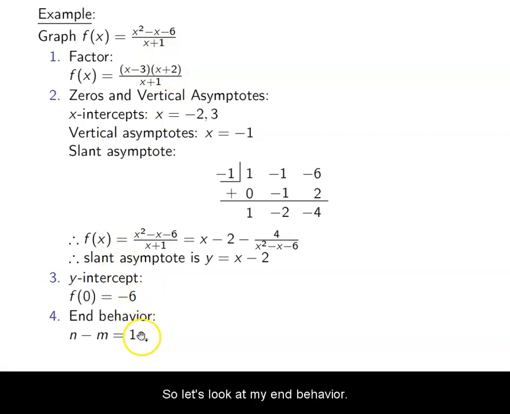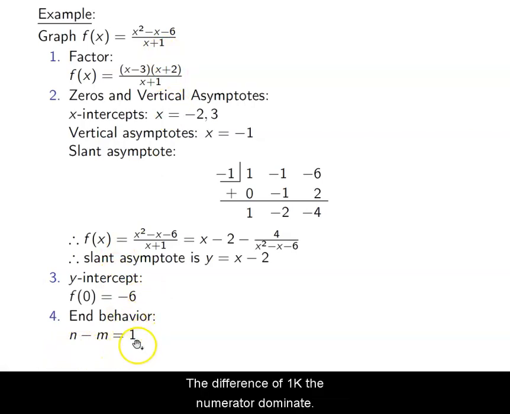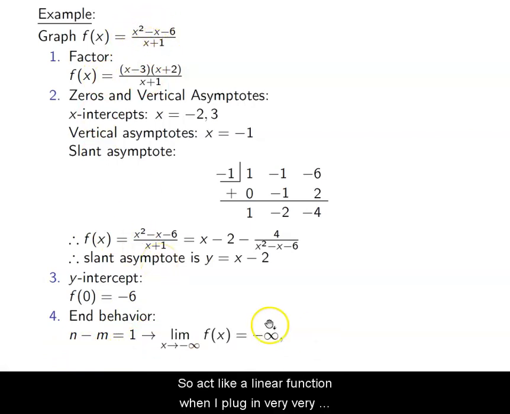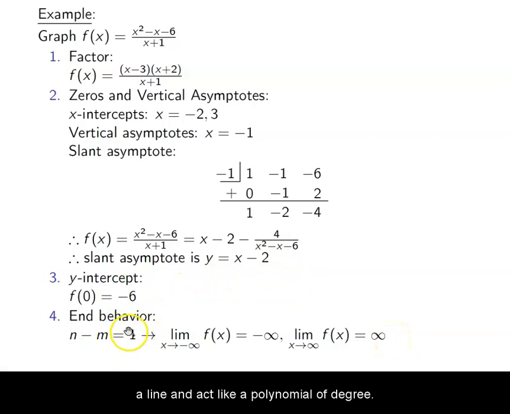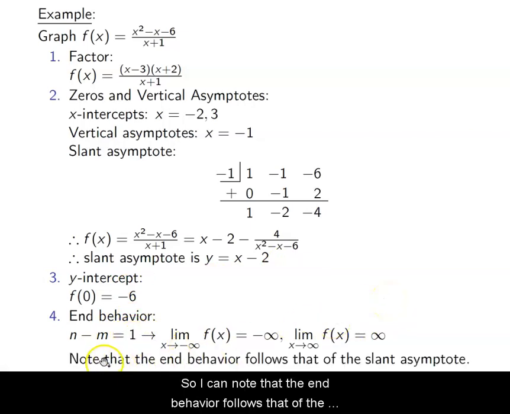So let's look at my end behavior. It's a difference of 1, okay? The numerator dominates, so it acts like a linear function. When I plug in very, very negative values, I get very large negative values out. When I plug in very large values, I get out very large values, right? So it acts like a line. It acts like a polynomial of degree 1, okay? So again, note that the end behavior follows that of the slant asymptote. The slant asymptote also is a linear function, right?